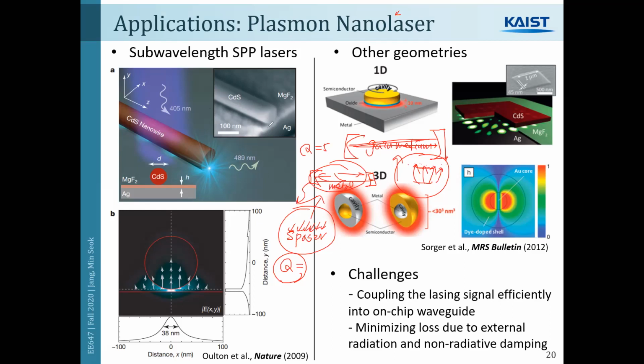Okay, and so this high index semiconductor, low index semiconductor, and metal type of hybrid plasmonic waveguide has actually been suggested in order to realize the plasmon nanolaser. Okay, so to create highly confined light with a reasonable amount of loss, so that you can observe a lasing effect inside this cavity. And there are other applications like a 1D cavity, 3D cavities that have been proposed.